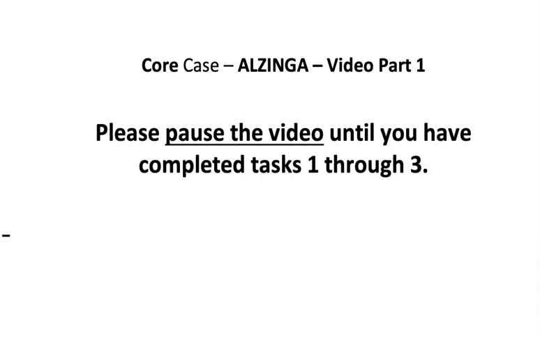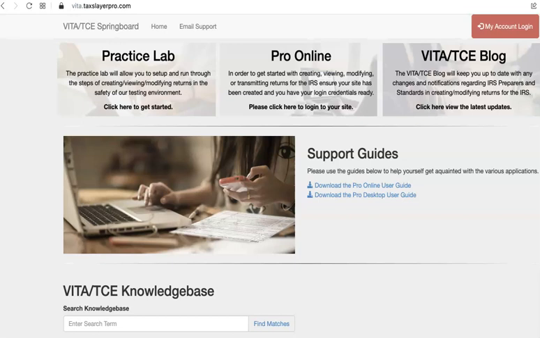Also, normally the video for a case comes in a single video with 3 parts. However, because of the length of part 1 for Alzinga, there are 2 videos. This is the first, part 1, and there's a second video, parts 2 and 3. All right, let's do the tax return.